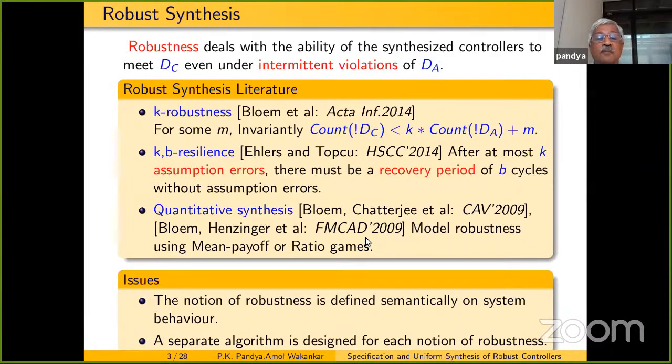Now, of course, these are all good approaches. But some issues with them are that the notion of robustness is defined semantically. Each notion is different and it is on the behavior of the system. Given this DA and DC automaton, the robustness is actually semantically defined on the behavior. And so for each notion of robustness, a separate synthesis algorithm is given. And there is no simple way of comparing these different notions of robustness. And each different notion of robustness requires discovery of a new synthesis algorithm.